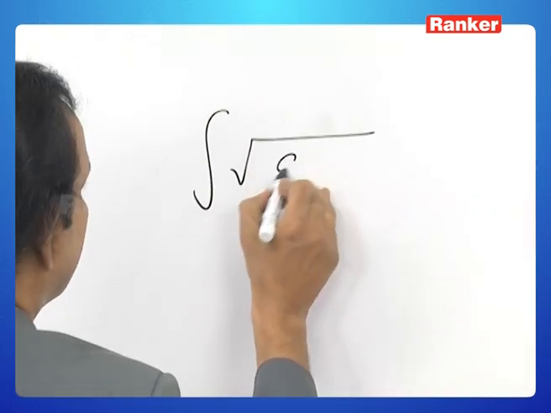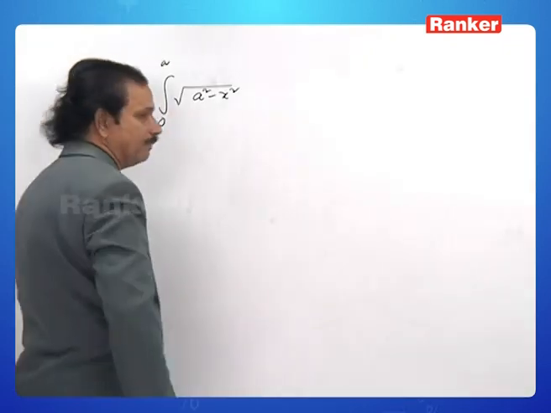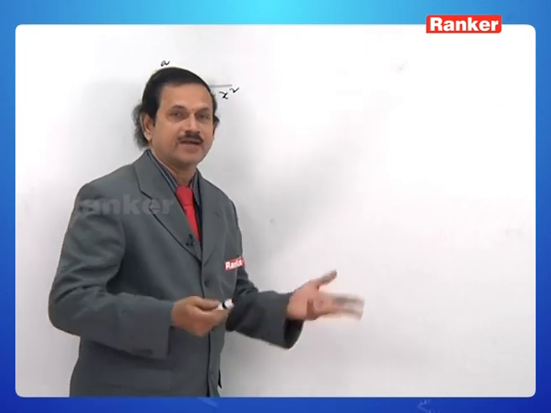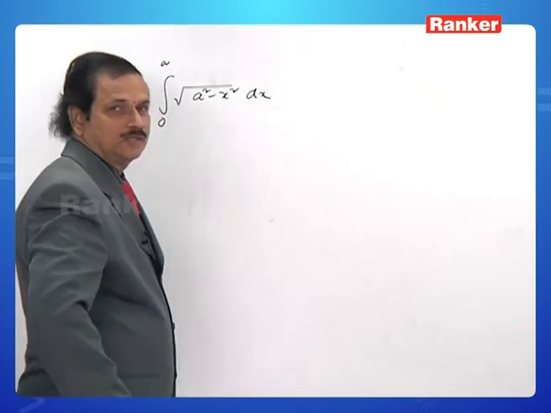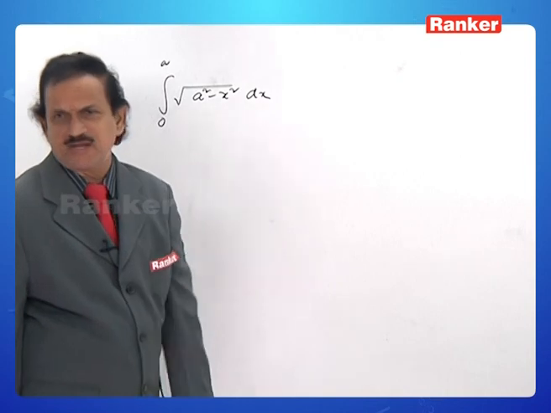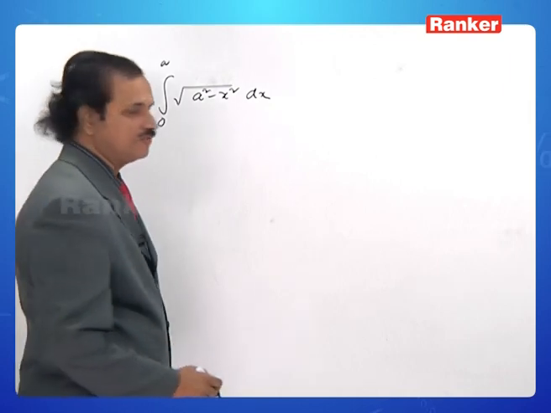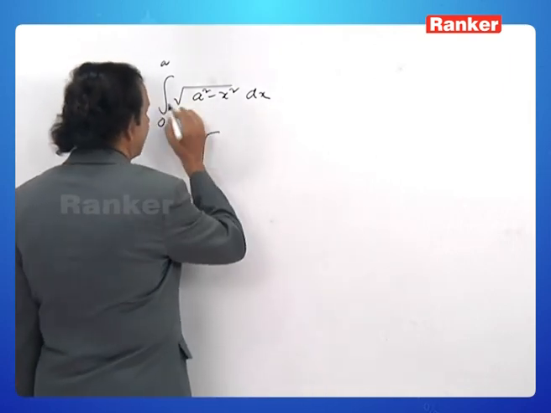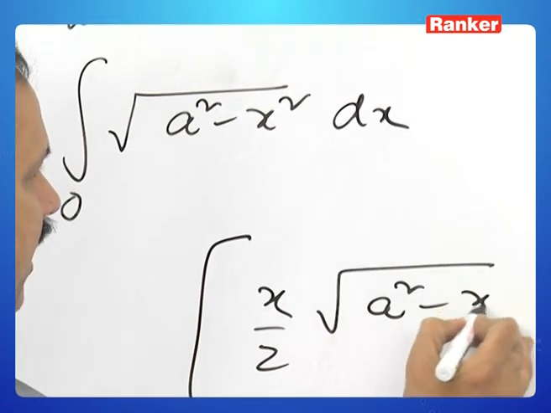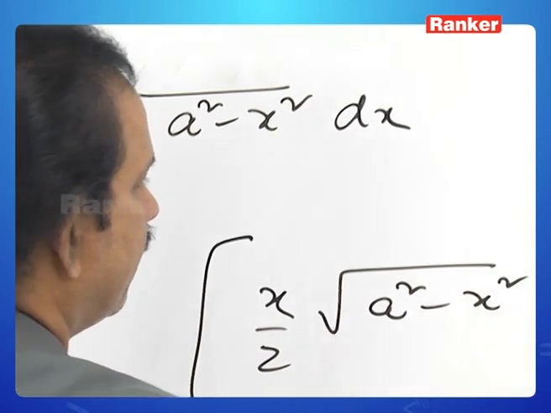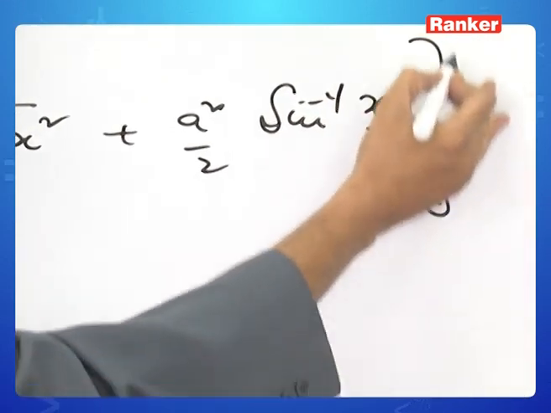Integral of root of a square minus x square dx between the limits 0 to a. What happens? It is one of the standard results. a square pi by 4, something like that it will be coming. Let us see. How can it be? As its proof is very simple, we observe it. Come on, what is the integral without the limits? x by 2 into root of a square minus x square plus a square by 2 into sine inverse x by a between the limits 0 to a.